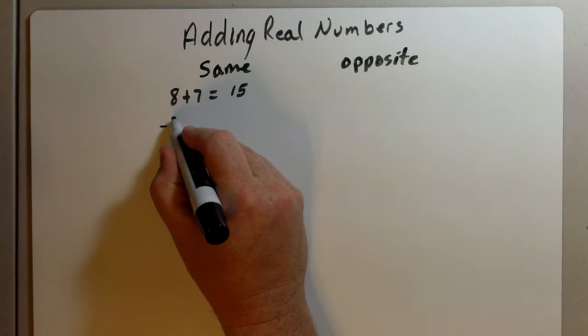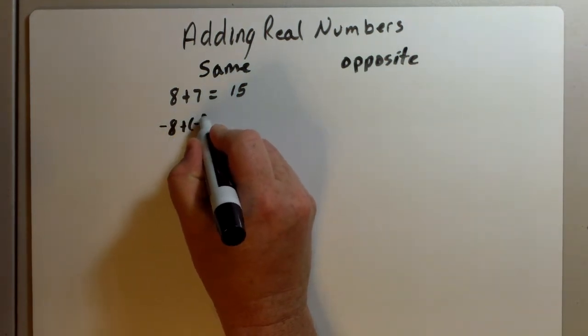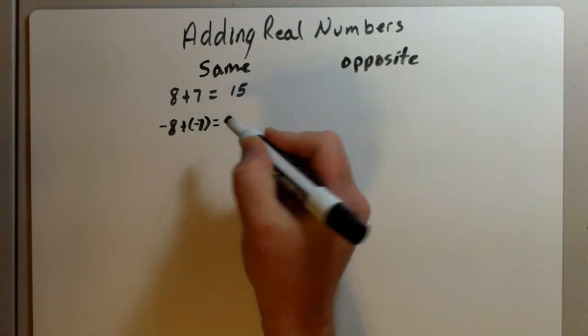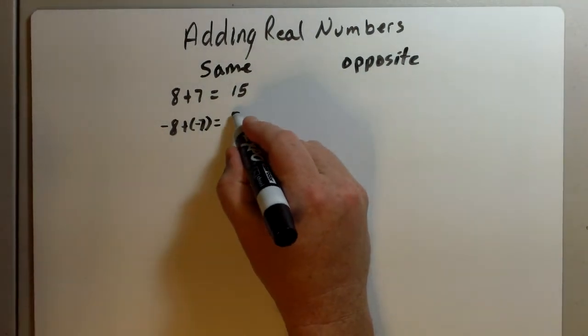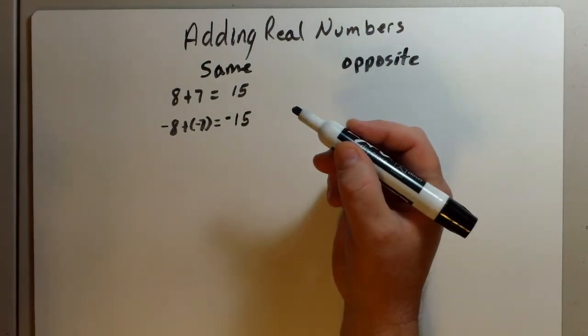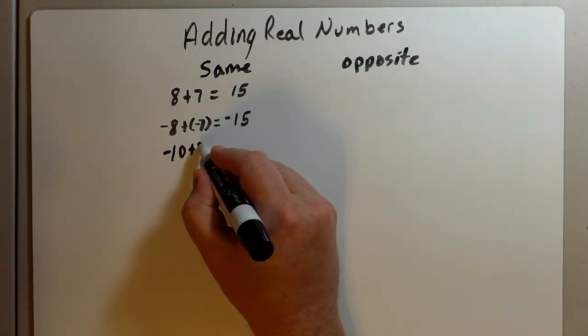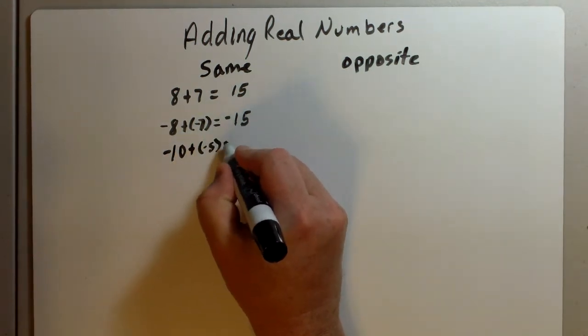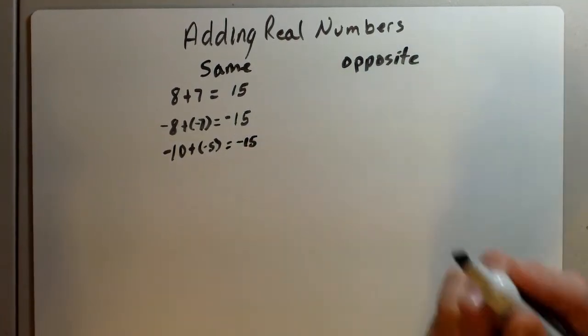We'll do it again, only we'll make them negative. So negative 8 plus negative 7, signs are the same, add them together, we get 15, but keep the same sign. And it doesn't matter what numbers you have there. So let's say I have negative 10 plus negative 5, and I still get negative 15.